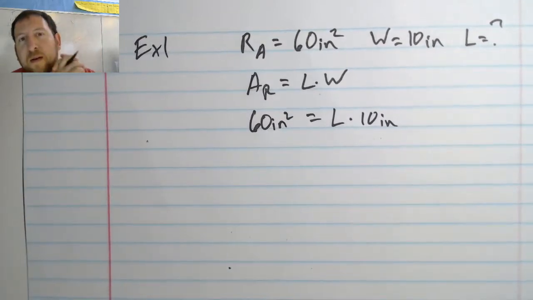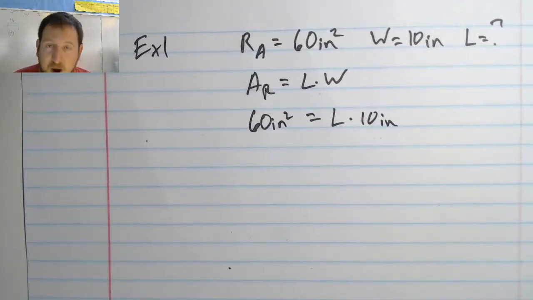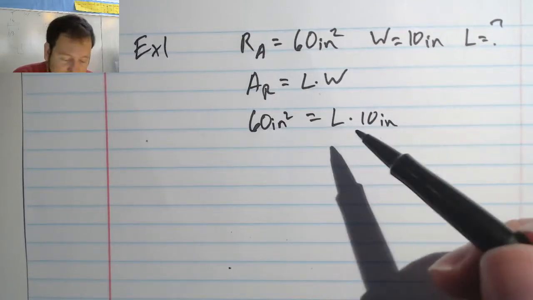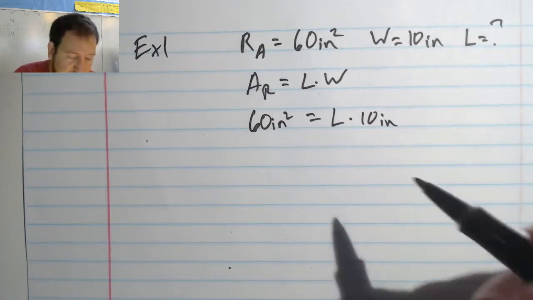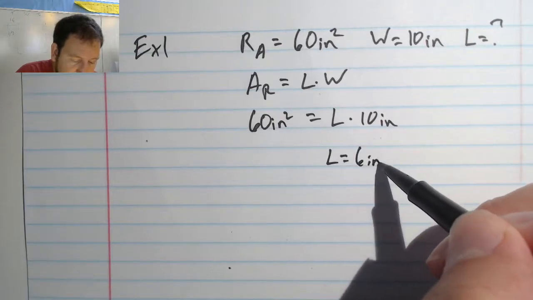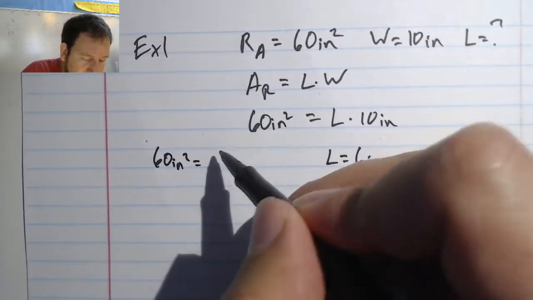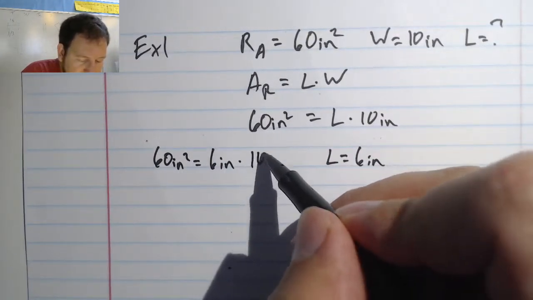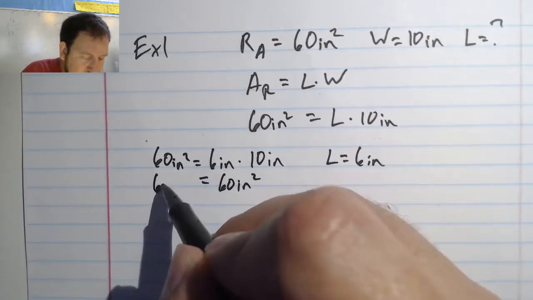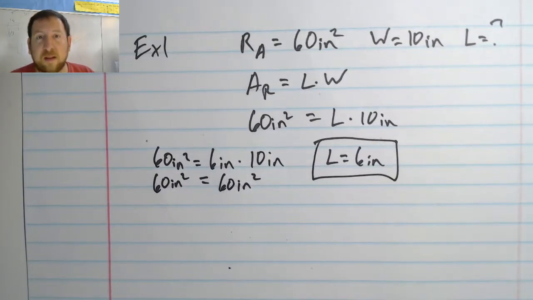Okay, now I need to ask myself, what times 10 is 60? Well, I can try doing a couple things. That feels like it should be around 6, I would guess. 6 times 10 is 60. So, there we go. I've got my answer already. L equals 6 inches. And I can substitute this back in to test it. 60 inches squared equals 6 inches times 10 inches. 6 times 10 is 60 inches squared. And 60 inches squared does work out in this case. So my length is 6 inches.